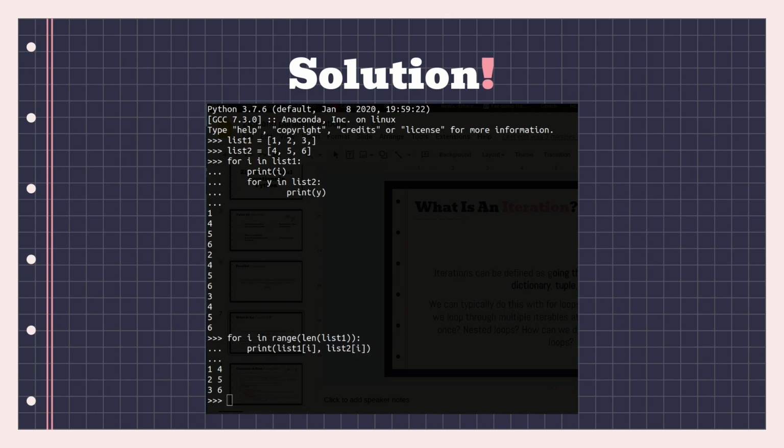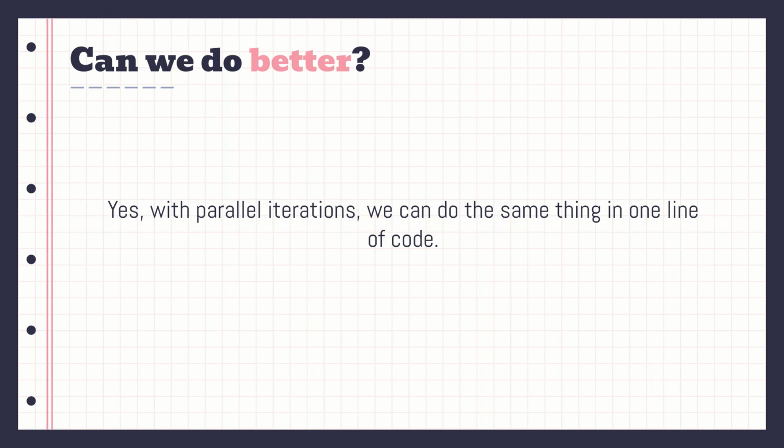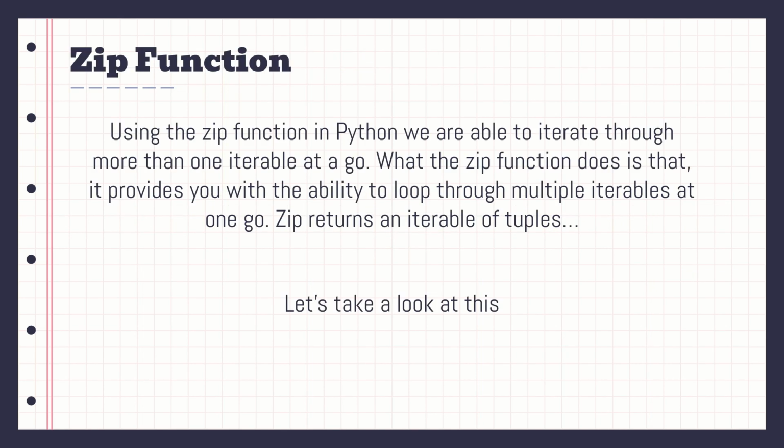Well, this is one way we can think of it, but we can do better than that. And how do we do better? To implement parallel iteration in Python, we use the zip function, which is a built-in function in Python. Using the zip function, we are able to iterate through more than one iterable at a go. We can have two or more lists, and we'll be able to iterate through all of them at a go without having to create any complicated programming logic or nested loops. We can just iterate through two or more iterables at the same time in Python.